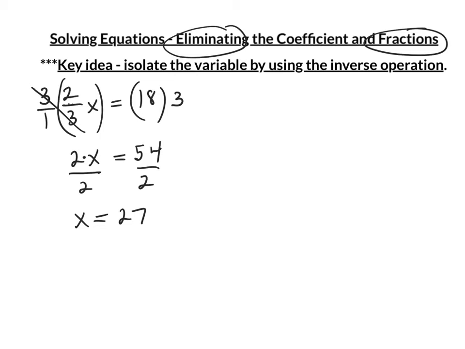Well, how about this one? Let's say we had x over 7 equals 4. This is the same as the last one. It may not look like it, but it is. There's a 1 in front of that x, and in fact, that's really 1/7.